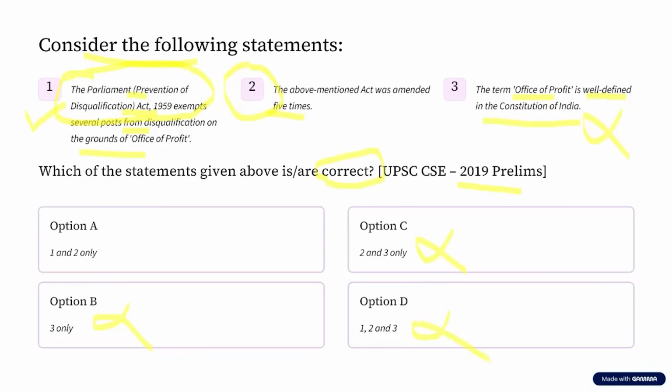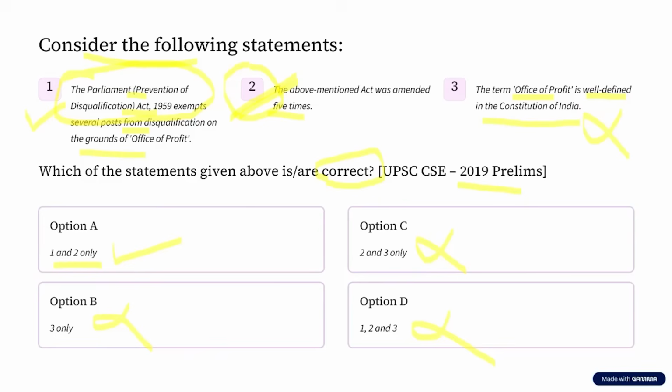Option D is also wrong. Now, if option D is also wrong, then what is the only option left? That is 1 and 2 only is correct. Now, if 1 and 2 is correct, this is some additional knowledge that you have to get, that the Parliament Prevention of Disqualification Act of 1959 has been amended 5 times so far. So this is something that you need to keep in mind.